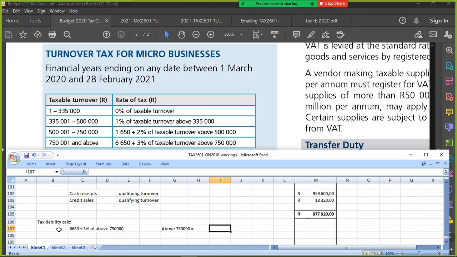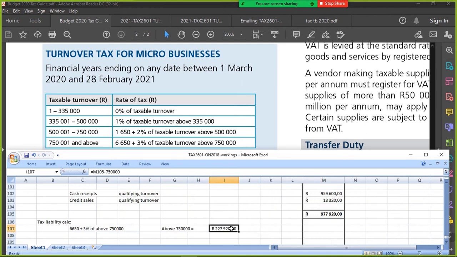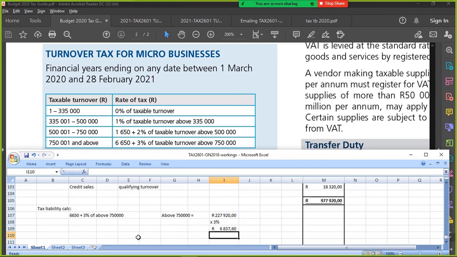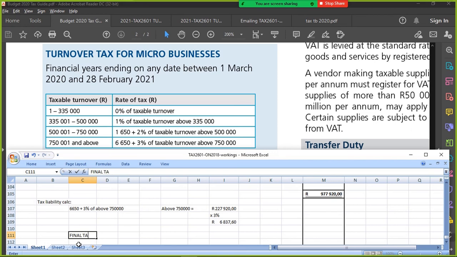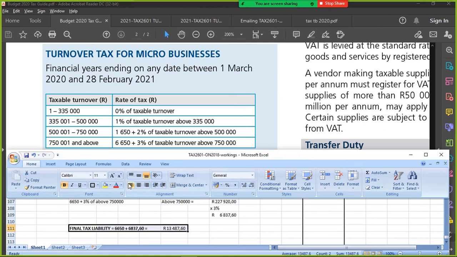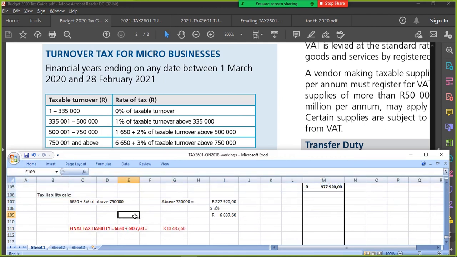Okay, so above 750,000 will be this minus 750,000. That gives me that figure. Then you need to multiply that figure by 3%. And then the final tax liability will be 6650 plus 6837.60. Okay, and that's it. So that's how I would do it with all the other examples.